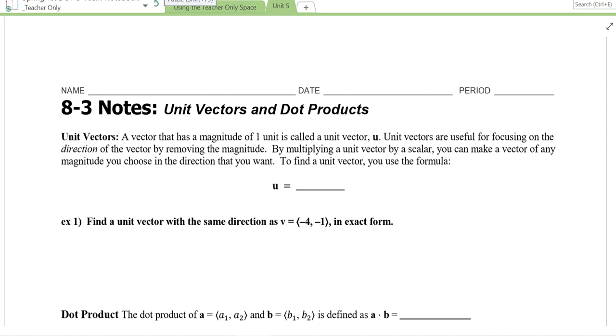Okay, so today we are covering unit vectors and dot products.